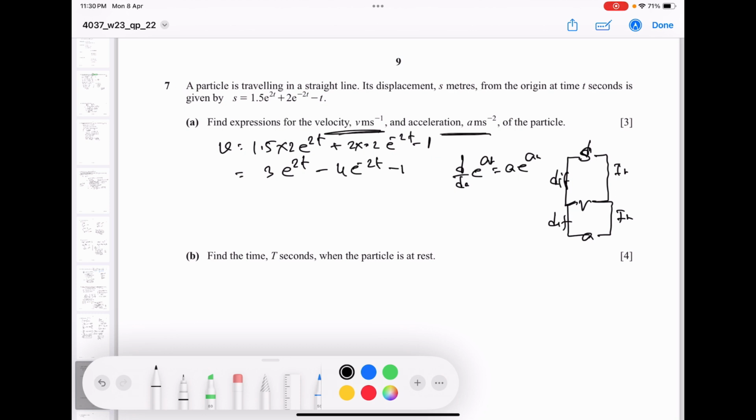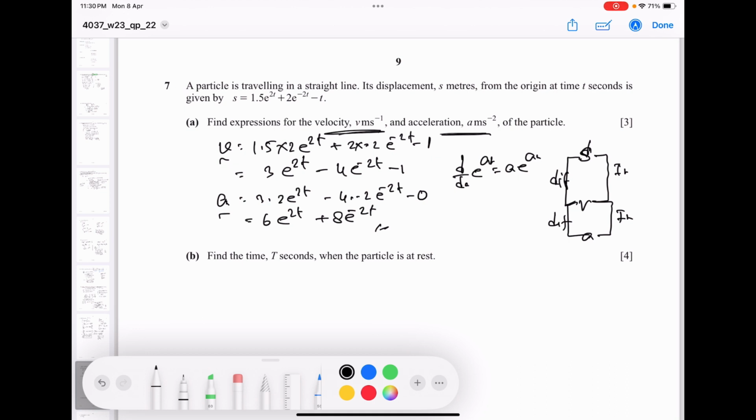This is velocity. Okay, find out acceleration. Let me denote it by a. For acceleration, we will differentiate again: 2 times 3e^(2t) minus 4 times minus 2e^(-2t), and the constant term 1 differentiated gives 0. Okay, so 6e^(2t) plus 8e^(-2t), done. This is the acceleration.